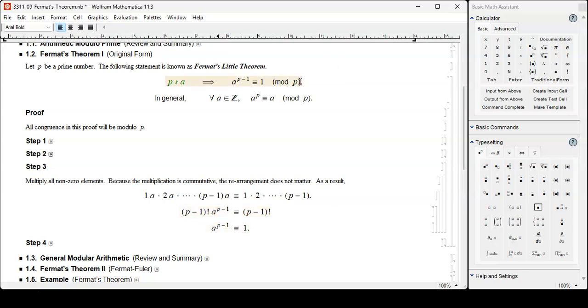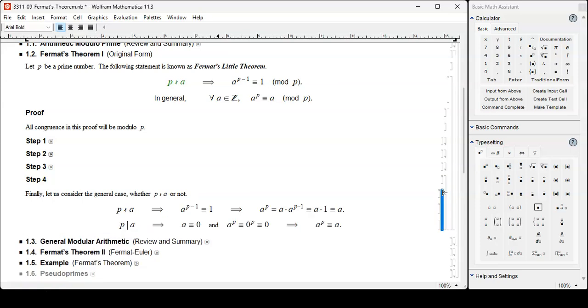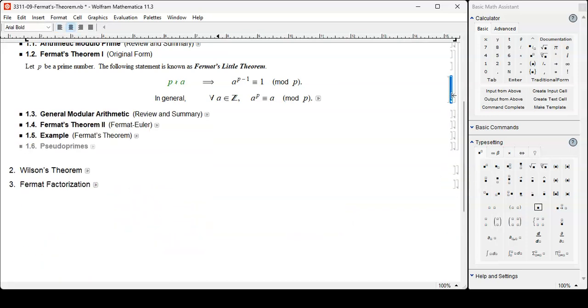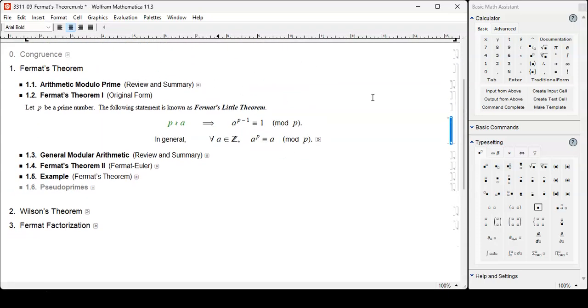That completes the first line. The second line is just a trivial consequence. If p does not divide a, then we have the first line, and multiplying a to both the left-hand side and right-hand side, we get the second line. And if p divides a, then a is congruent to 0, therefore 0 is congruent to 0. So in the end, we have the proof of Fermat's theorem in the original form, modulo p.